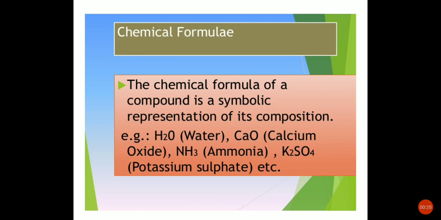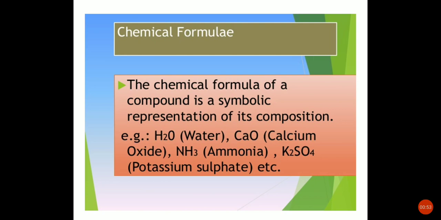The chemical formula of a compound is a symbolic representation of its composition. So chemical formula is the symbolic representation of a compound, of its composition. From the chemical formula you will get the entire composition of the compound. That means chemical formula gives a very simple and symbolic representation of a compound.